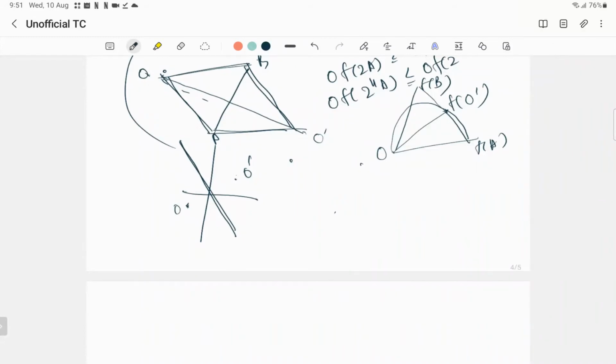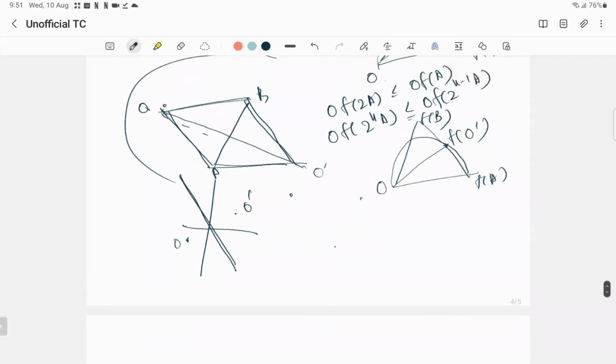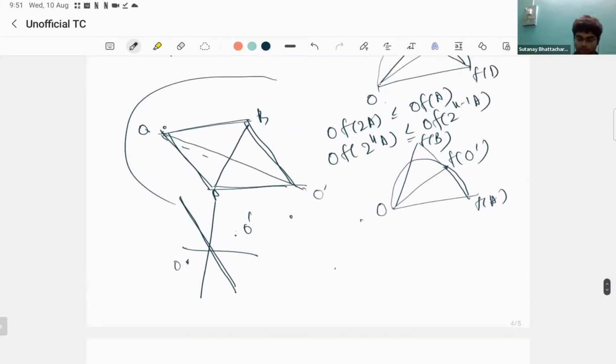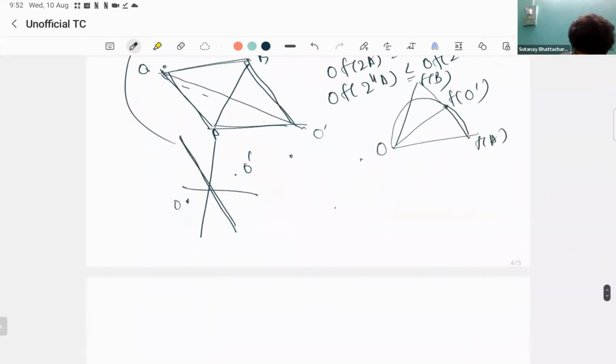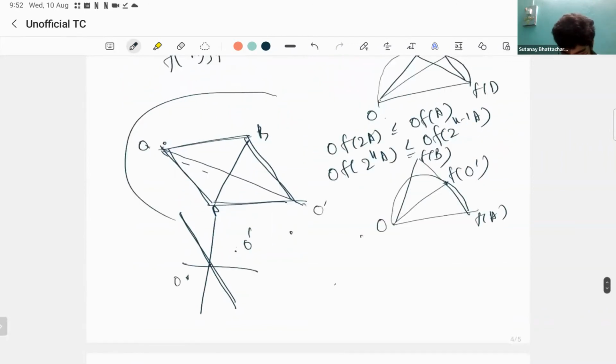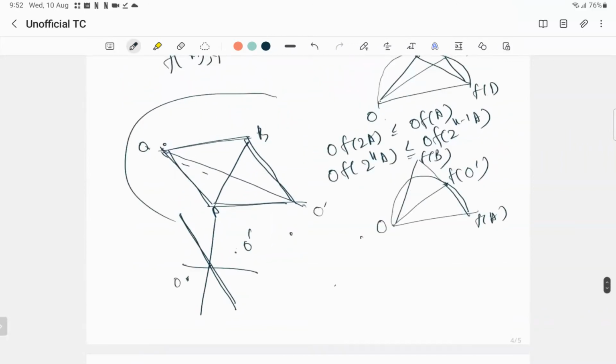Wait, so we can say in my previous example, I said that O f of 2a is less than or equal to O f of a, right? And a and 2a lie on a line passing through O. So their mappings must also lie on a line. Oh, right. There's a slight problem there. This argument doesn't really apply for lines passing through O. Right. Oh, does it? No, that would require you to take O dash equal to... Yes, right, right. Yeah.